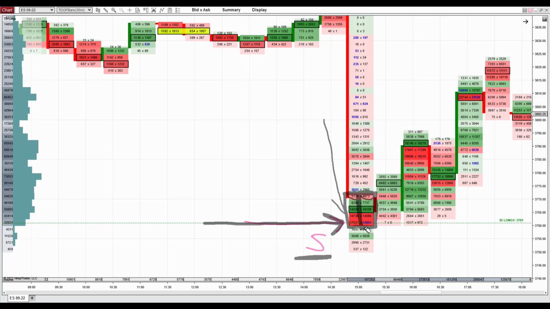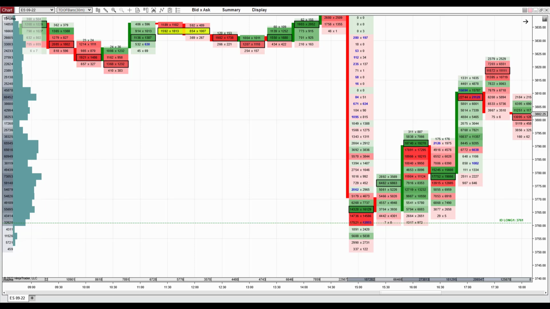So they were buying here. And this was another confirmation that buyers are jumping in and that the price is likely to turn, right? So this is the absorption. Buyers were absorbing the selling pressure.